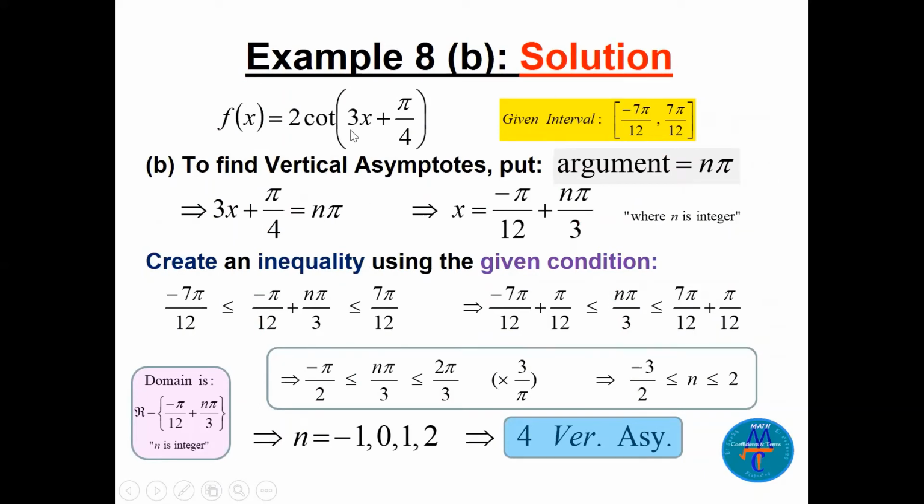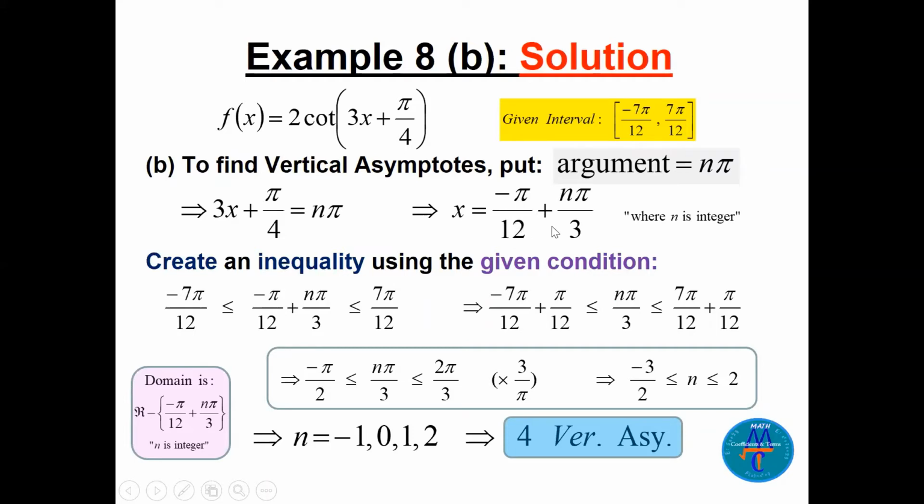Now, for the same function, let's find the vertical asymptotes. Put the argument equals n pi. So 3x plus pi over 4 is equal to n pi. Take pi over 4 to the other side, divide by 3.